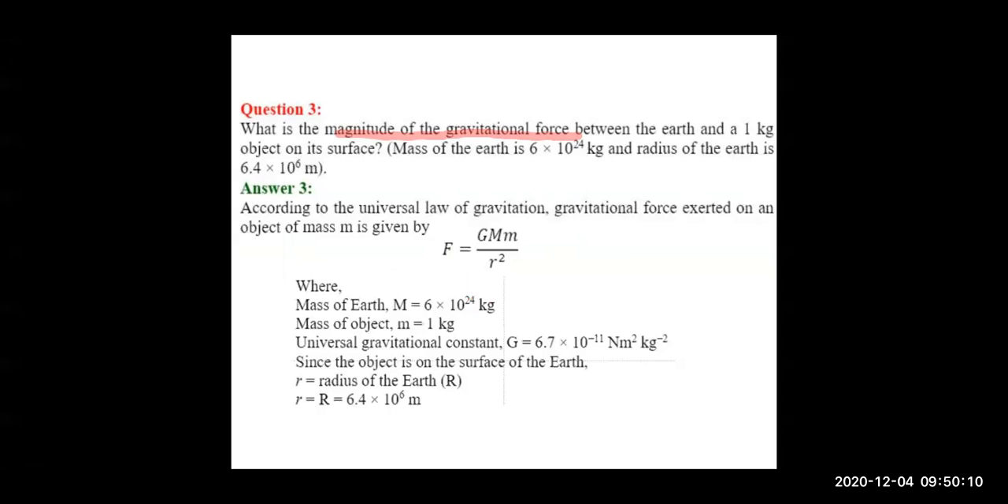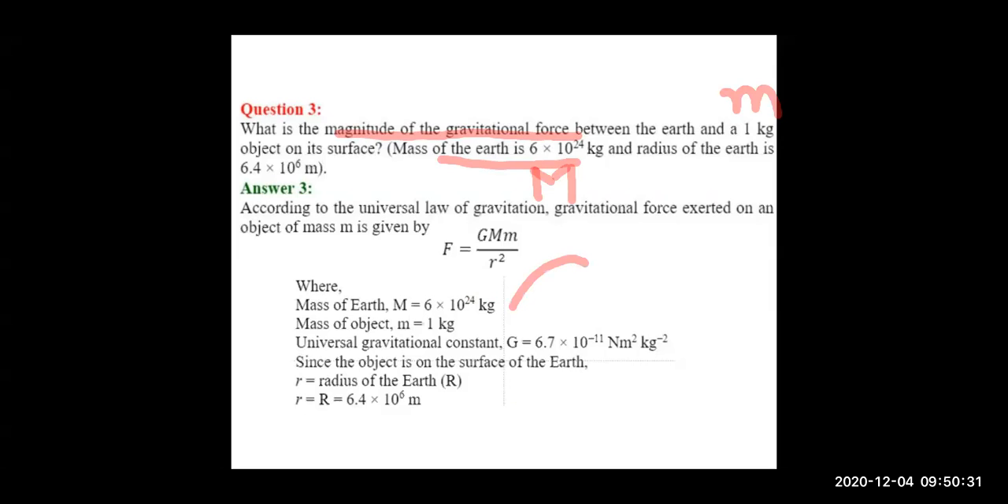So mass of earth is capital M. Mass of object is 1 kg. Kg is the unit of mass, right beta? And the radius of the earth is 6.4 into 10 to the power 6. Now what he is saying? That the object is on its surface.